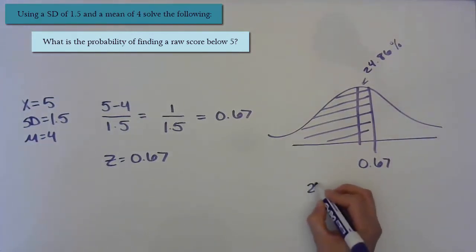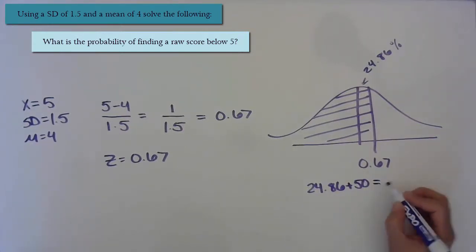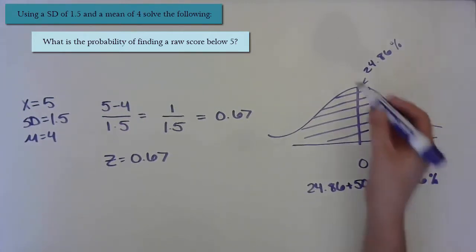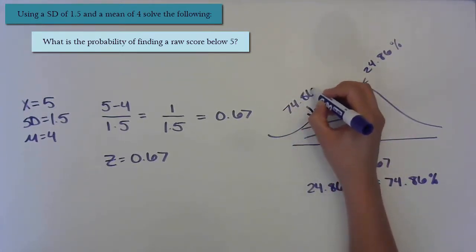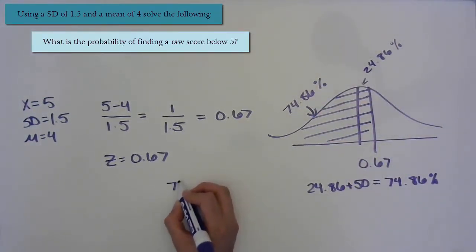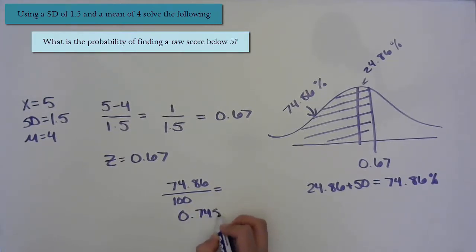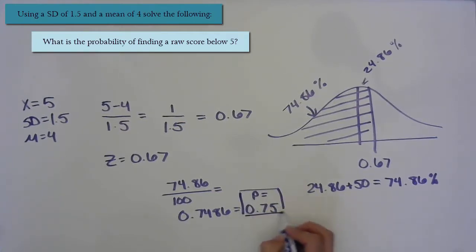Okay, so we take 24.86 and we add that to 50. And that is going to give us 74.86%. Okay, so this whole shaded area is 74.86%. Okay, so now let's just convert that percentage to probability. So we have 74.86 divided by 100 is going to give us 0.7486. And then we round that to 0.75. Okay, so our probability is 0.75.